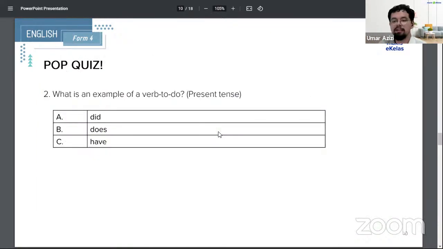All right. Now, another pop quiz, just to see how much we remember. What is an example of a verb to do in present tense? What is an example of a verb to do? Is it did? Is it does? Is it have? Answer this question in the comment section on the right, left, down, wherever it is on your screen.